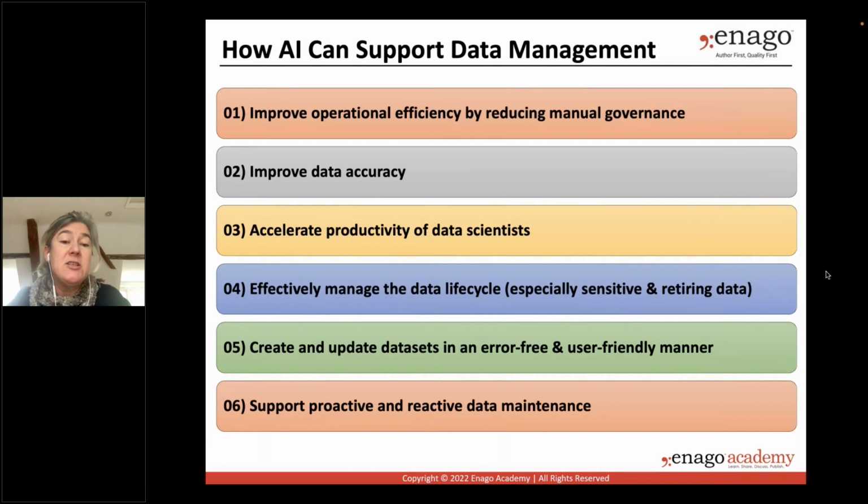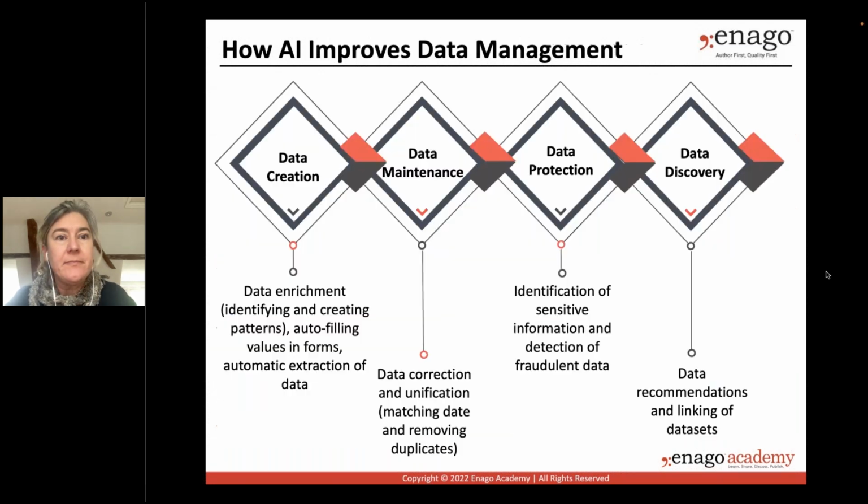AI can effectively manage the data lifecycle, thinking about dates and things being triggered that might otherwise get forgotten. They can create and update data sets in a user-free manner, and also support proactive and reactive data maintenance. So they're going to be a real help in ensuring the ongoing longevity of the data quality. They can also be applied in all phases of the data lifecycle.